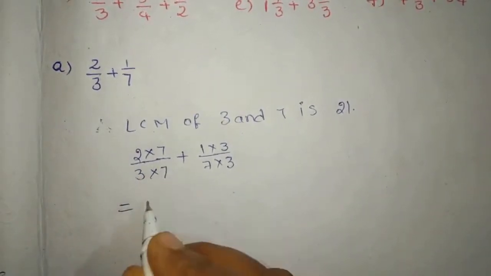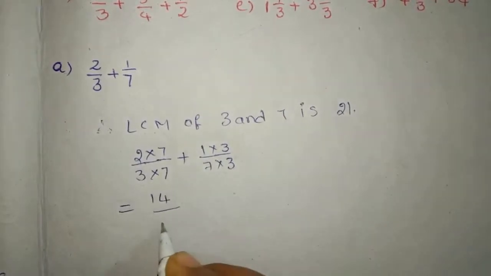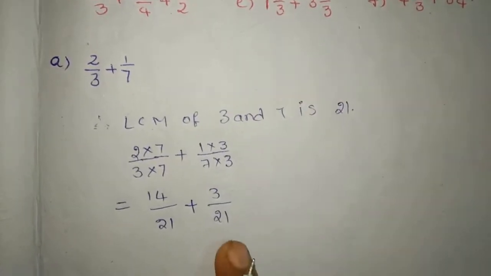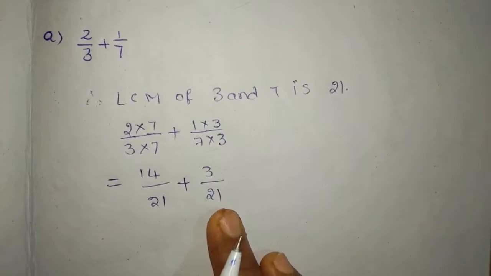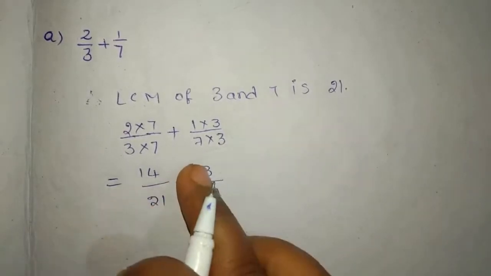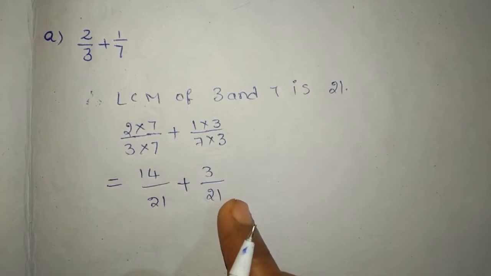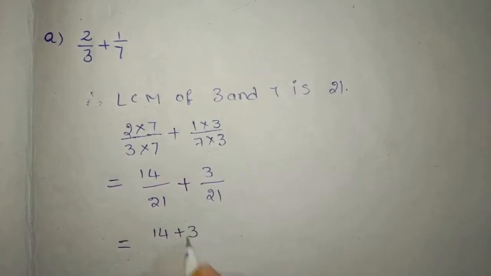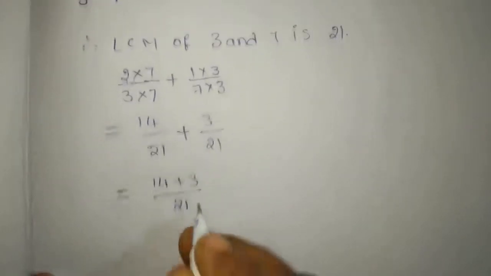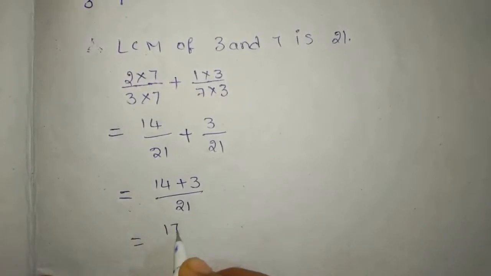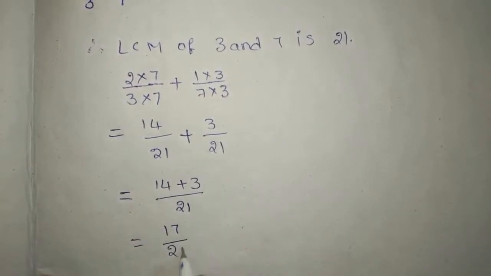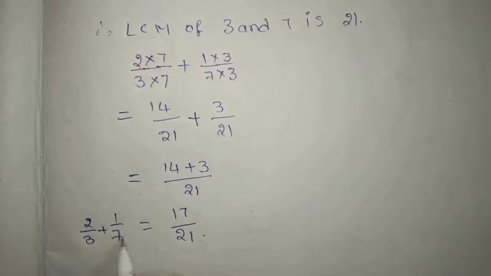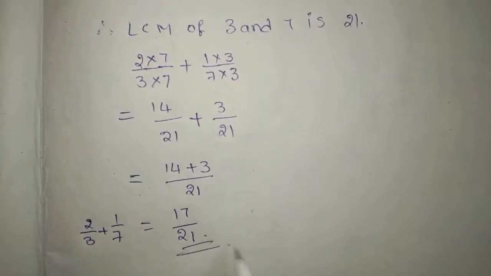This is equal to 2 7s are 14 by 3 7s are 21, plus 1 3 is 3, 7 3s are 21. Here the denominators are equal. So simply we add the numerators by keeping the same denominator. That is equal to 14 plus 3 by 21, which is equal to 17 by 21. So therefore 2 by 3 plus 1 by 7 is equal to 17 by 21.